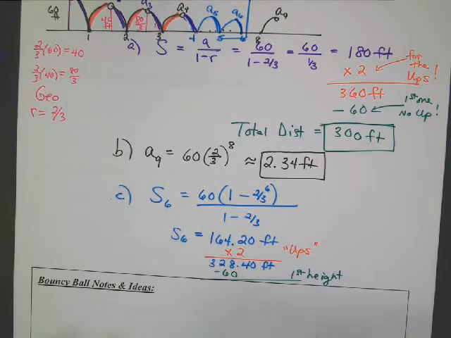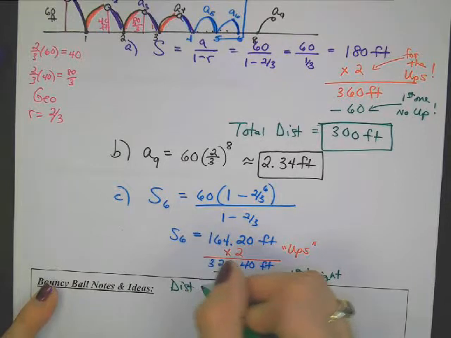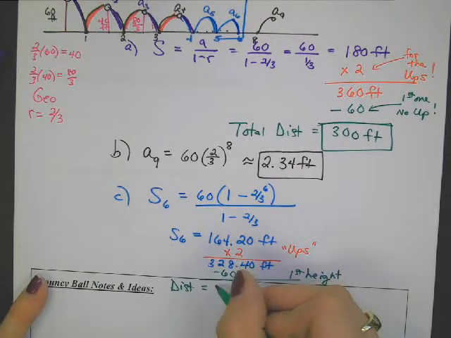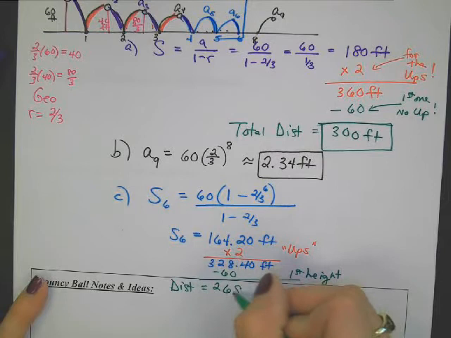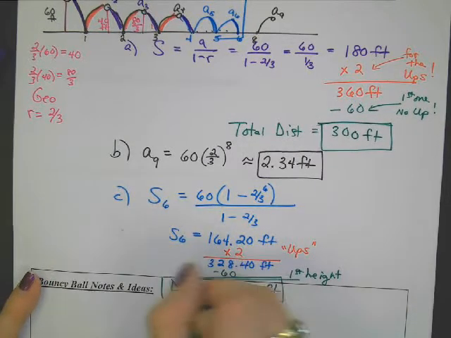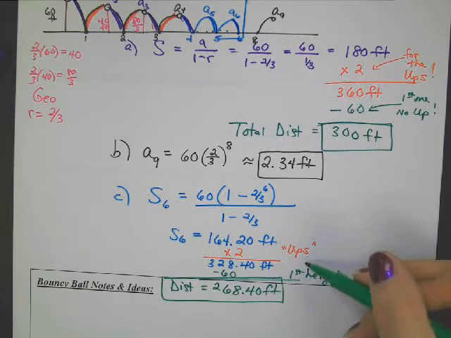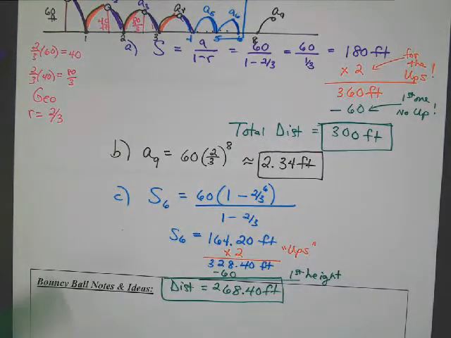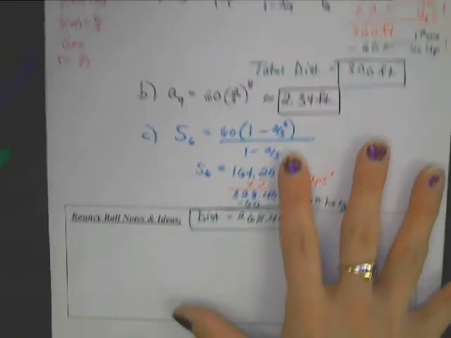Okay, so the distance is 268.40 feet. Okay, 2 important things. Times by 2 for the ups and subtract the first one. Okay, here's the bouncy ball ideas and notes.